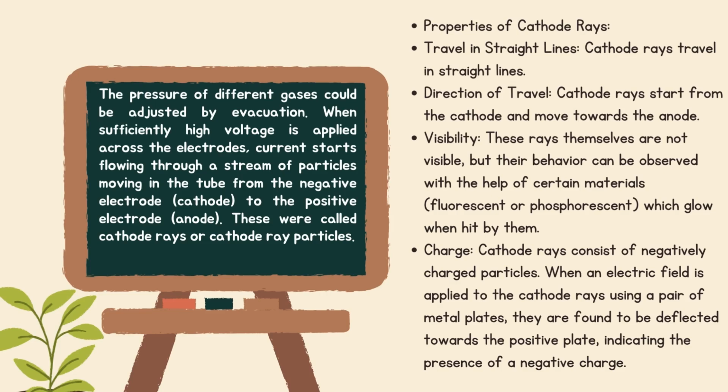The pressure of different gases could be adjusted by evacuation. When sufficiently high voltage is applied across the electrodes, current starts flowing through a stream of particles moving in the tube from the negative electrode cathode to the positive electrode anode. These were called cathode rays or cathode ray particles.